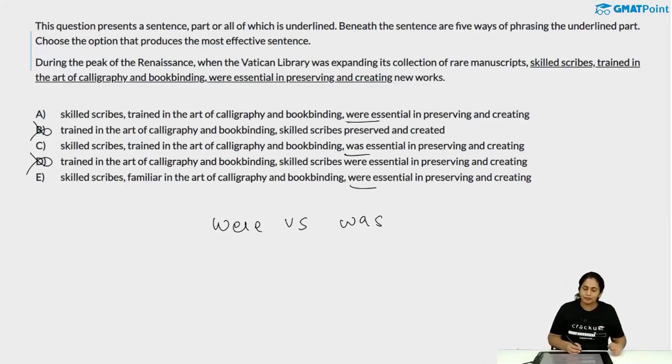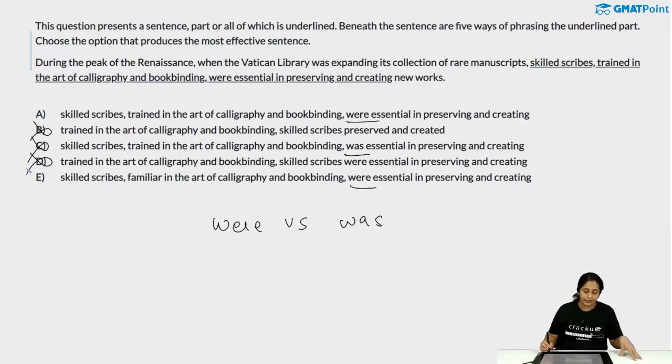Now, scribes is a plural noun because it's referring to more than one scribe. If it is a plural noun, it should take a plural verb. So that basically means that you cannot have was, you must have were. So essentially C also can be eliminated. Now we are left with A and E.